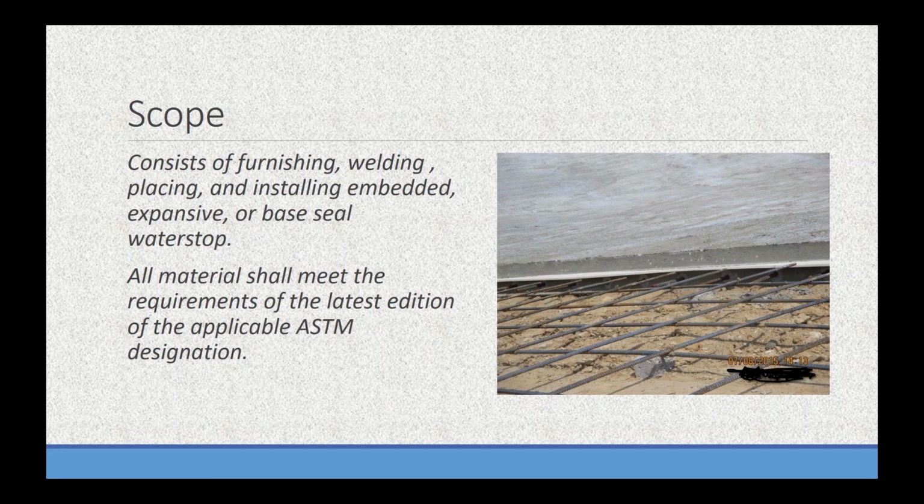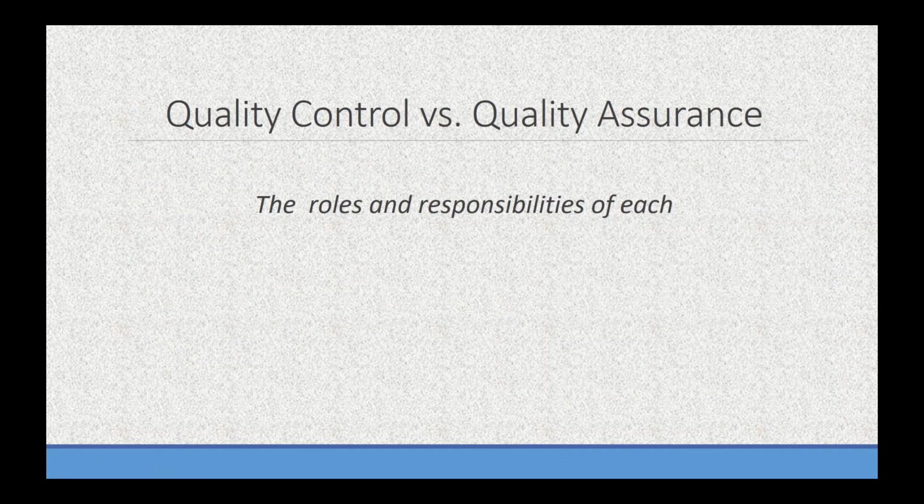Again, the scope of the specification consists of furnishing, welding, placing, and installing embedded, expansive, or base steel water stop, and all the material must meet the requirements of the latest edition of the applicable ASTM. You're going to see as we go through this that a lot of things haven't changed, but there are some key things that have changed. And one of the critical things here is we focus a lot on quality control. And in the specification, we talk about quality control versus quality assurance. And I'm going to go through these in detail.